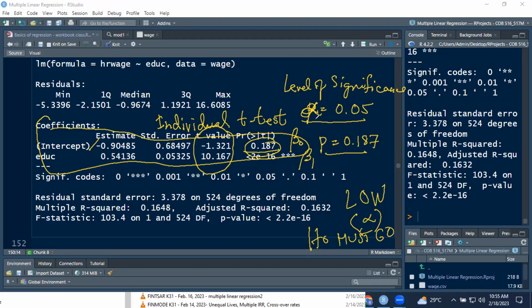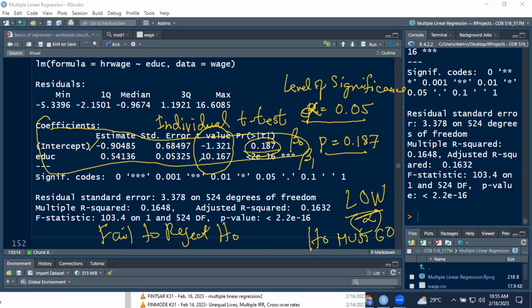It's not less than 0.05. Kasi pag sabi natin low, dapat less than 0.05. Okay, so since p is greater than 0.05, ang conclusion natin, we fail to reject our null hypothesis. Okay, what's our null hypothesis here?